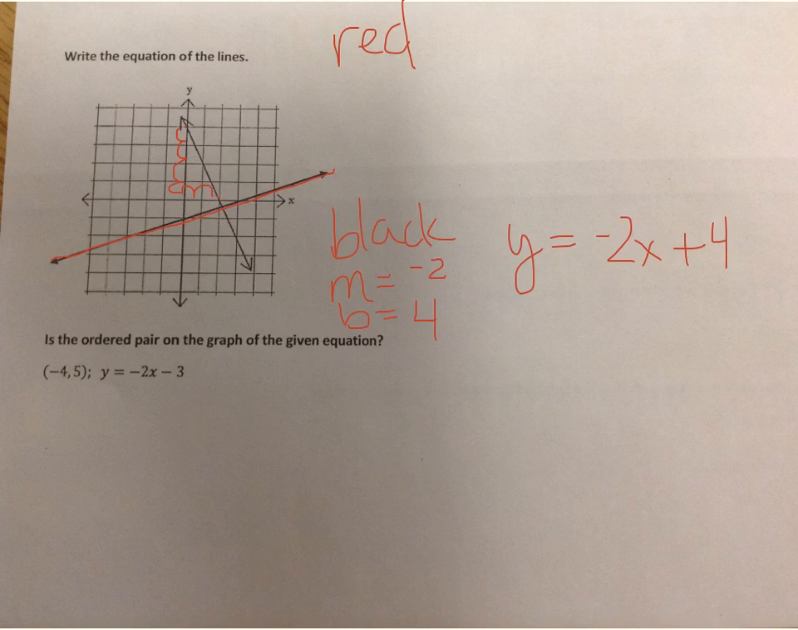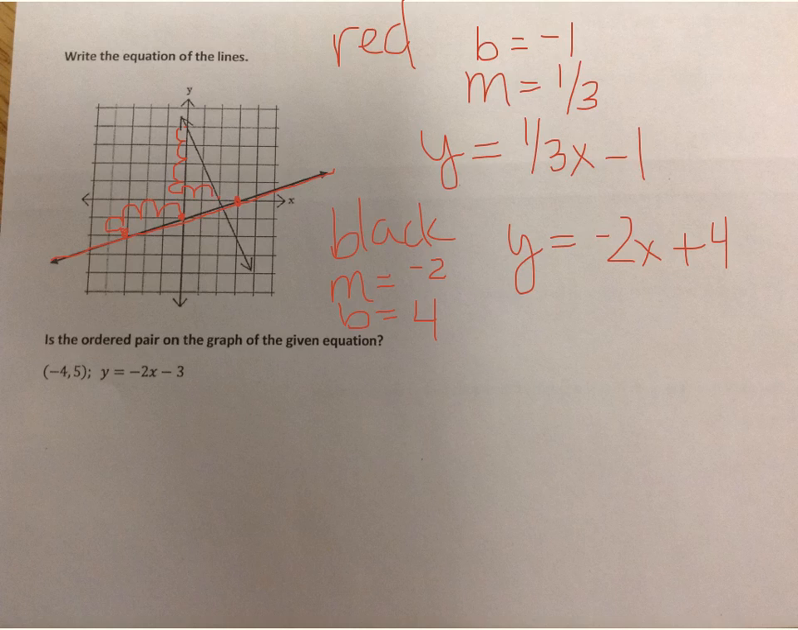Now if we look at the red line, I'm going to pick this point and this point, and I see that it crosses the y-axis at negative 1, so my y-intercept is negative 1. If I count slope, I go up 1 and then over 1, 2, 3, so it has a slope of 1/3. So this equation is y equals 1/3 x minus 1.